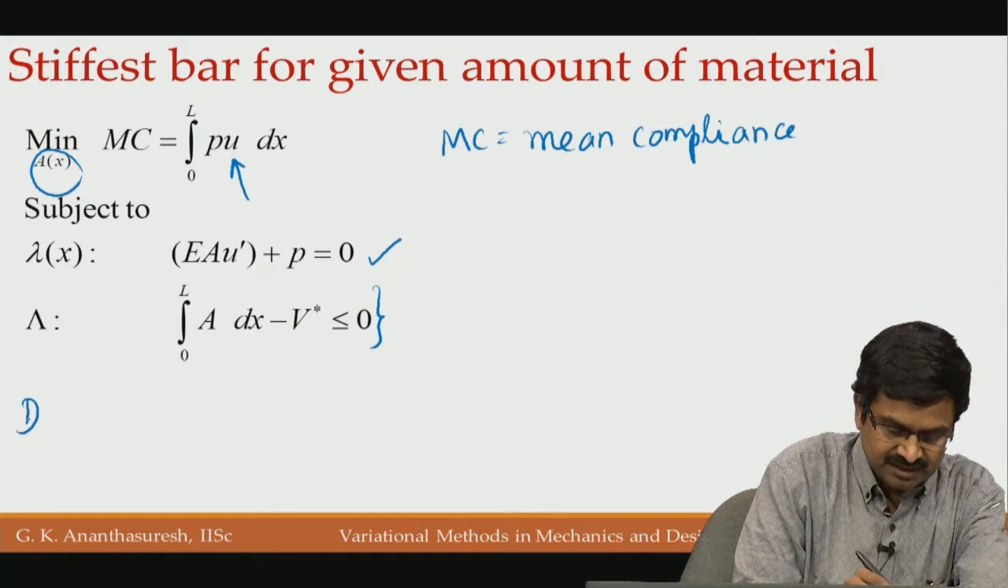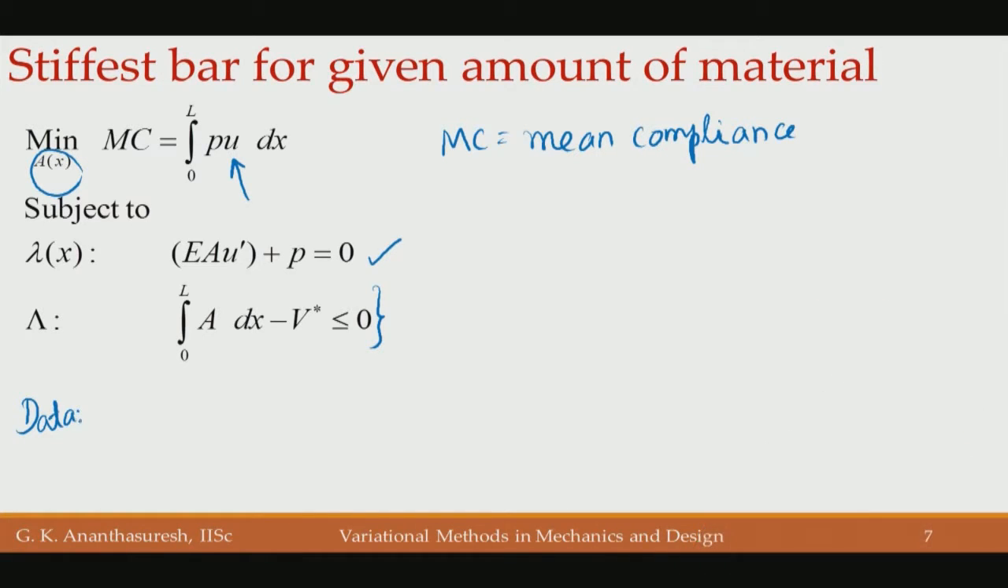So, the data for this problem, which we must write, we know the length of the bar, we know the loading P of x, and we know the Young's modulus of the material, and we know V star. These are the things that we know.